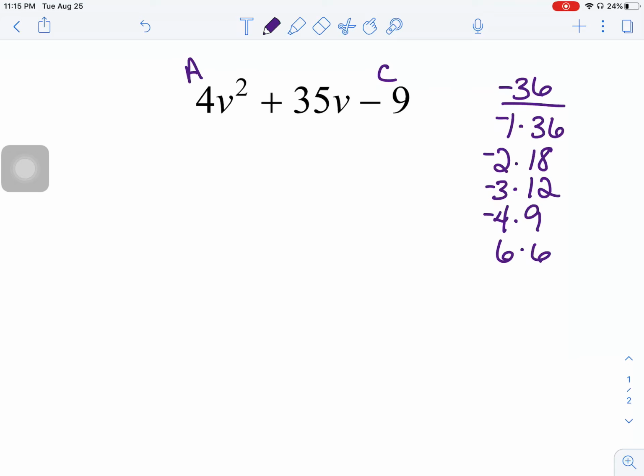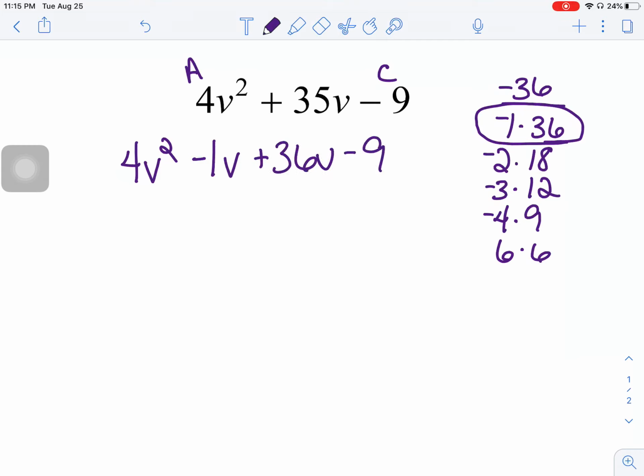So when we're looking at this factor list, what you want to look for is clearly these all multiply to negative 36, but which pair would also add up to be positive 35? And the nice part is it's the very first pair on the list. Okay, so first term here, we're going to drop. Split your middle term. All right, so plus 36v minus 9.